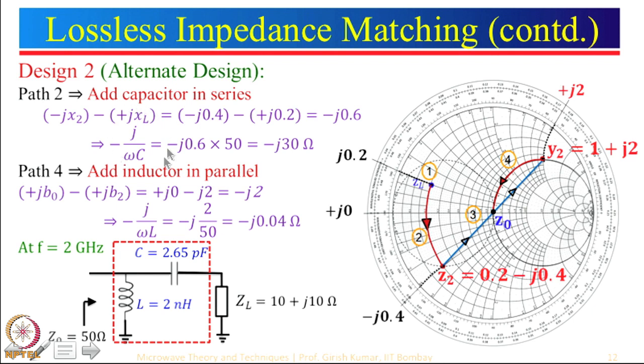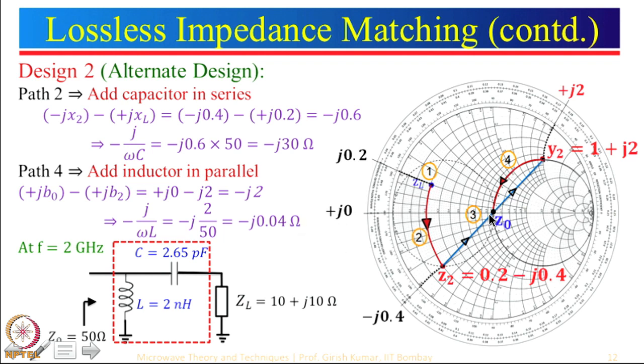Why? Because minus jX is equal to minus j by omega C. This is the normalized value. We multiply with 50 because it is an impedance value. So, from here we can calculate the capacitance value. Then from here what do you do? You go through the center point, go over here, and you can see that the real value of Y2 will be equal to 1. It has to be; if otherwise, you have made a mistake. Then read the corresponding imaginary value. You can see here that the imaginary value is plus j 2.